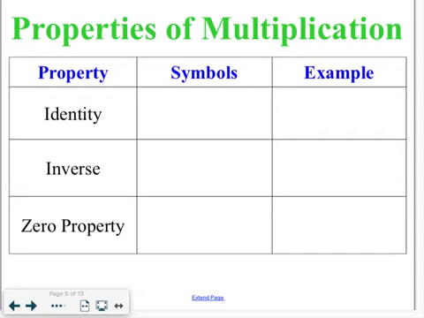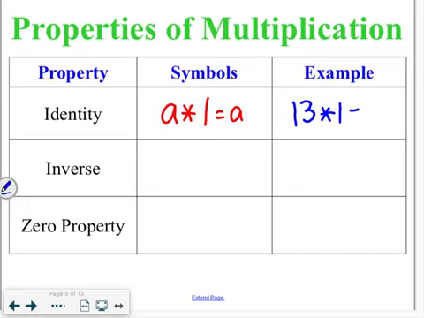So we've got our identity. Again, we're trying to make the number not change. In this case, in order to multiply and get the identity, we need to multiply by 1, because we know that any number times 1 is equal to itself.